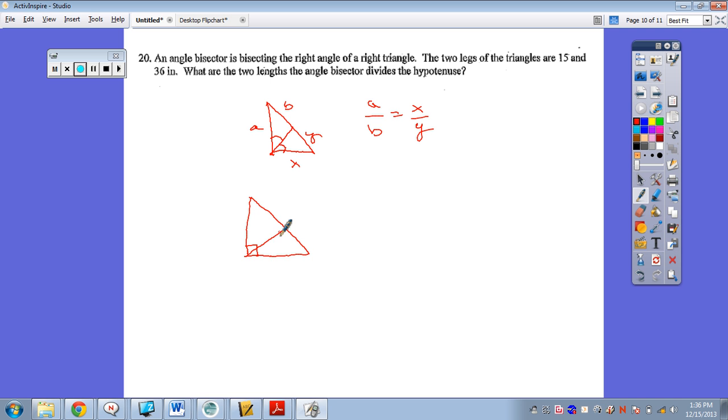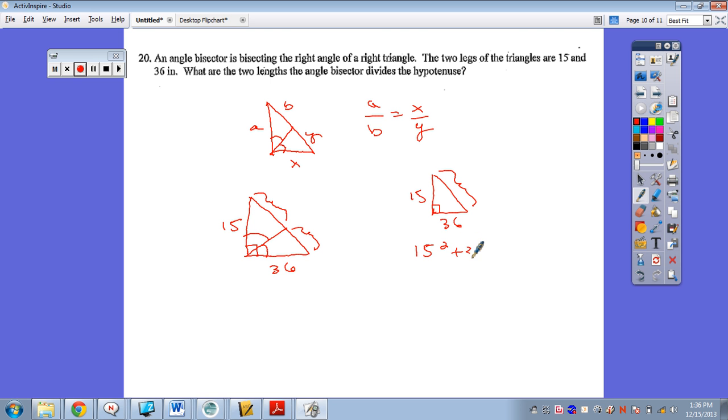So this angle bisector goes through, it makes this angle equal to this angle, but now we're looking at a right triangle. We know the two legs of the triangle are 15 and 36. So one leg is 15, the other leg is 36. And the question is asking us, what is the length of this part and what is the length of this part? Well, the one thing we can figure out, since this is a right triangle, and I know this is 15 and I know this is 36, I can actually figure out what this length is by using the Pythagorean theorem.